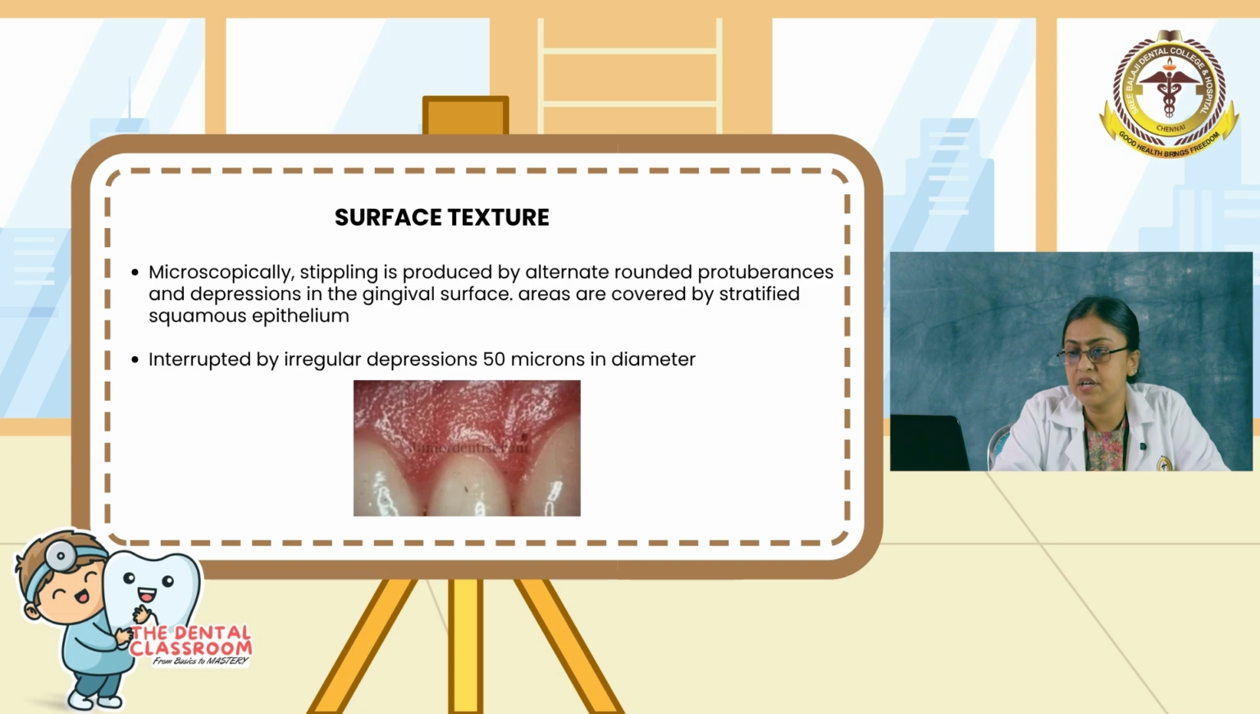Now the surface texture, microscopically. Stippling is produced by alternate protuberances and depressions in the gingival surface. Areas are covered by stratified squamous epithelium, interrupted by irregular depressions 50 microns in diameter.